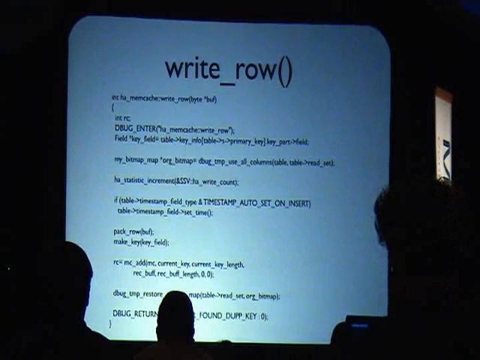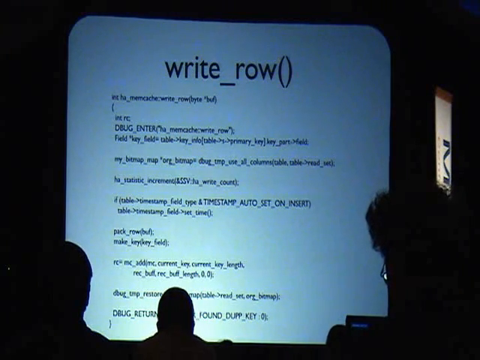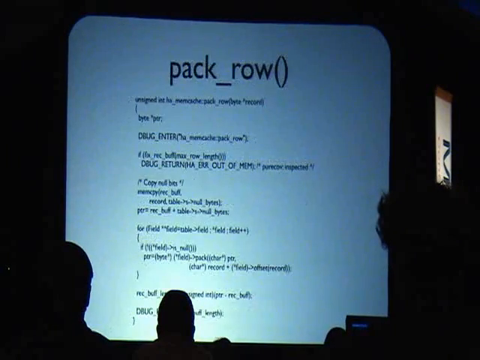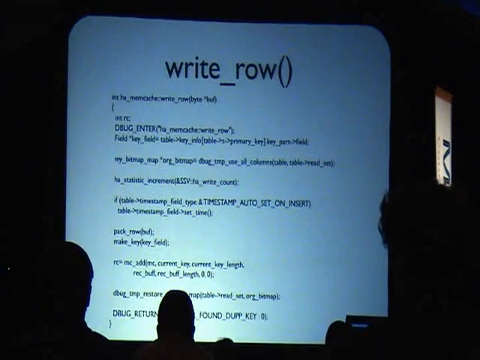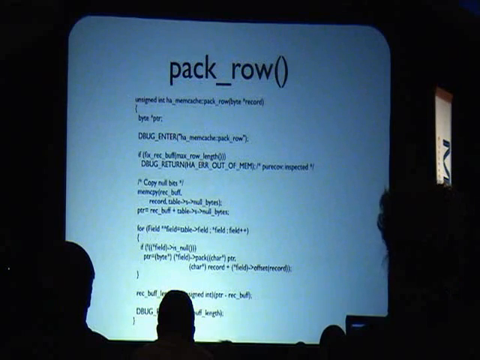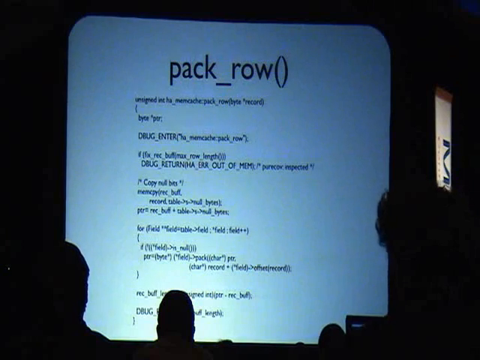Now, what we then do is set the org bitmap, so we say that we're going to use all columns. And we do something called a packed row. The packed row is how a write row is actually going to be implemented in the case of the Memcache engine. So as you can see, it comes in and fixes up a buffer that it's going to use.